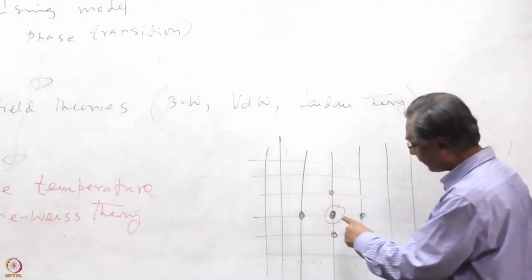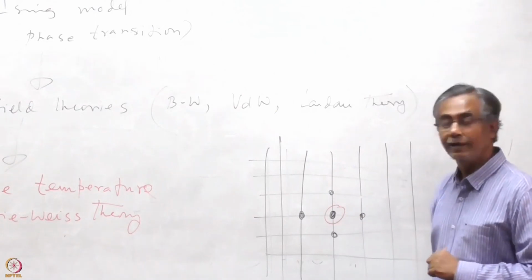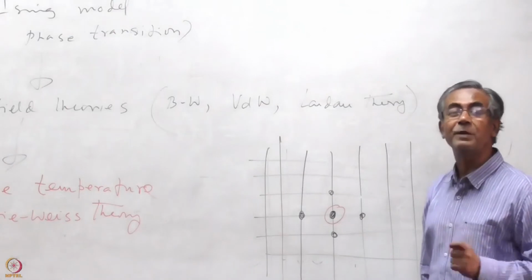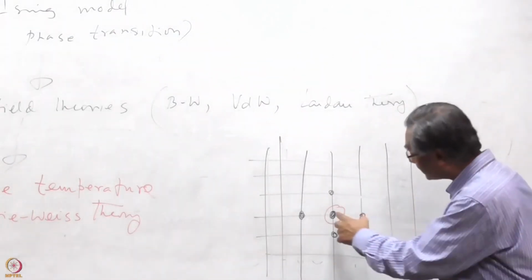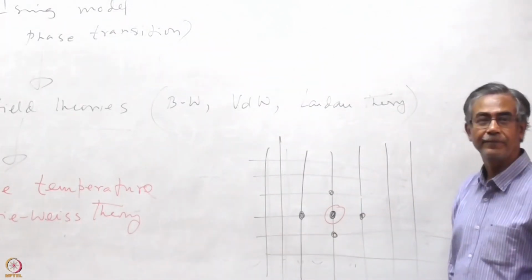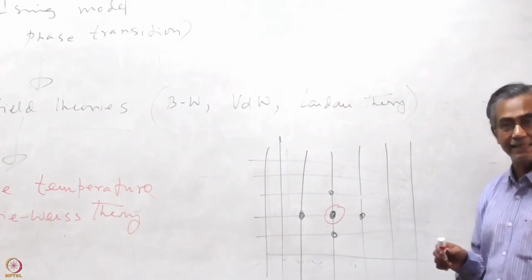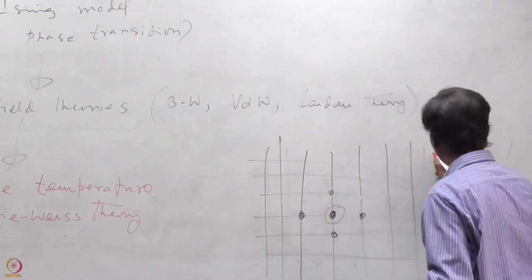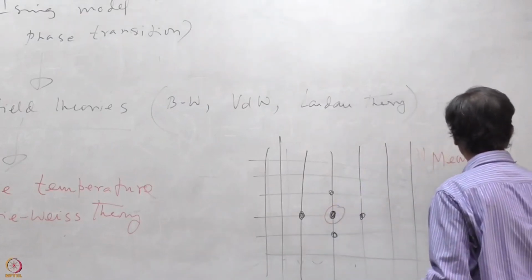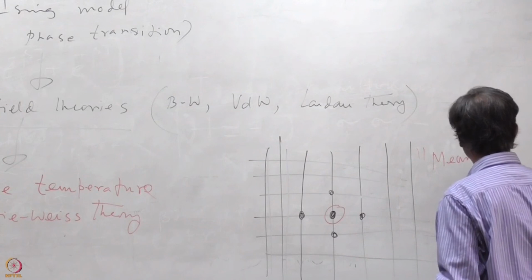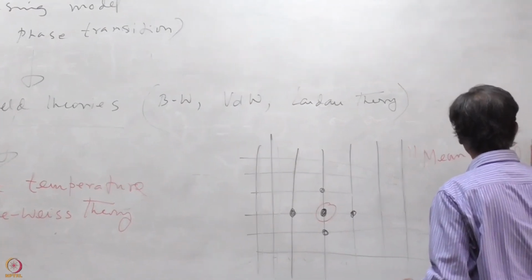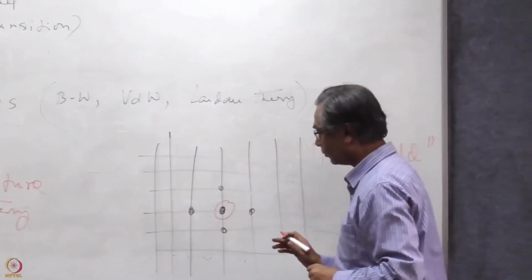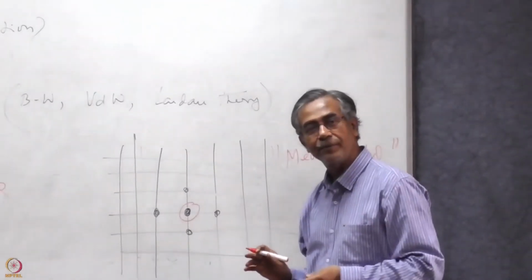Now for a moment, if I say I freeze this one, then I'll add the effects of all these things. What will my spin see then? My spin will see an average effect. So that is average and mean is the same, right? Then my spin here is seeing a mean field. So if all of them are up, then my spin here will also want to be up.